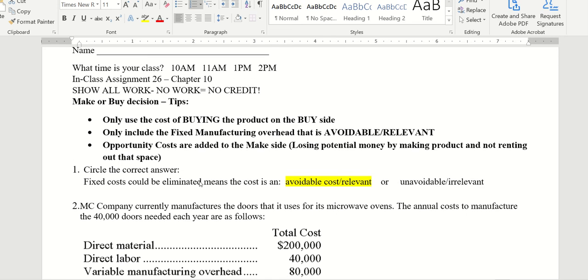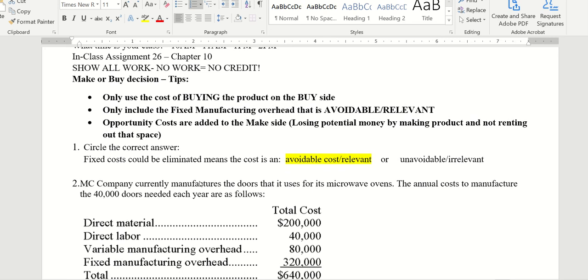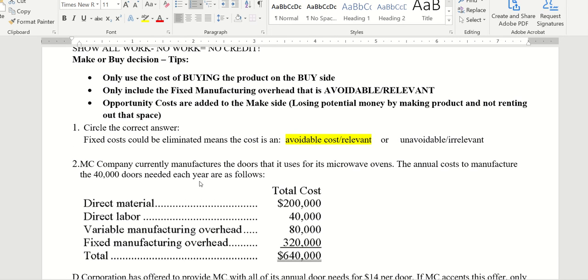Aloha class, I wanted to do a video for in-class assignment number 26, and so I've just put up some tips that I would use if I were you for the make or the buy decision. For the make or the buy decision, we want to eliminate any future costs that don't differ between alternatives because they are irrelevant.